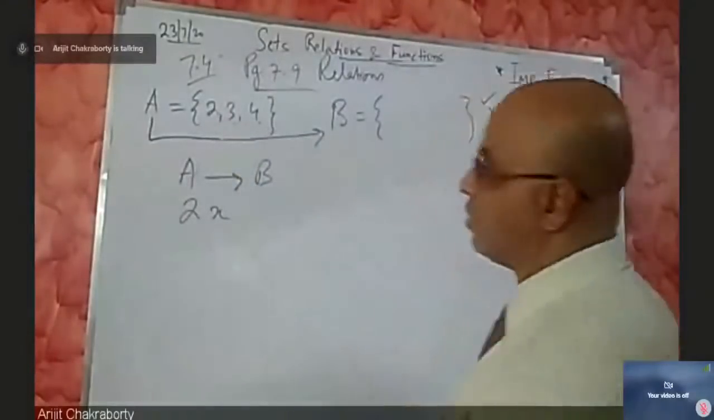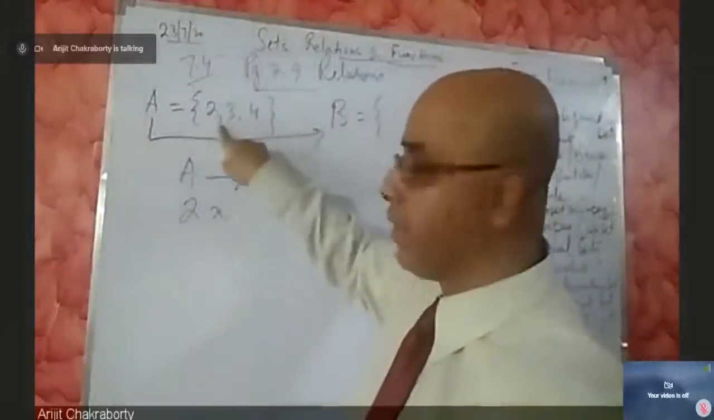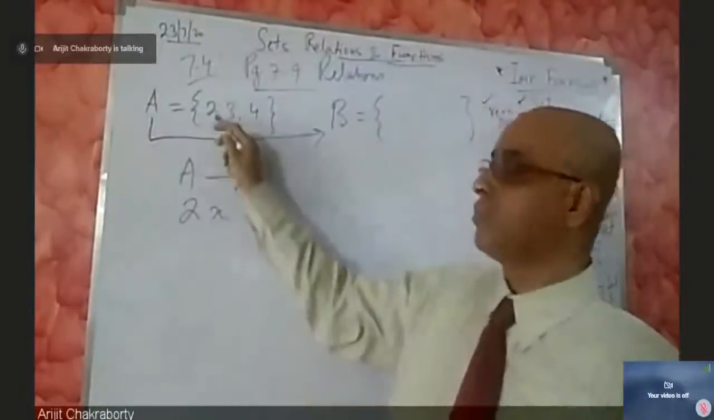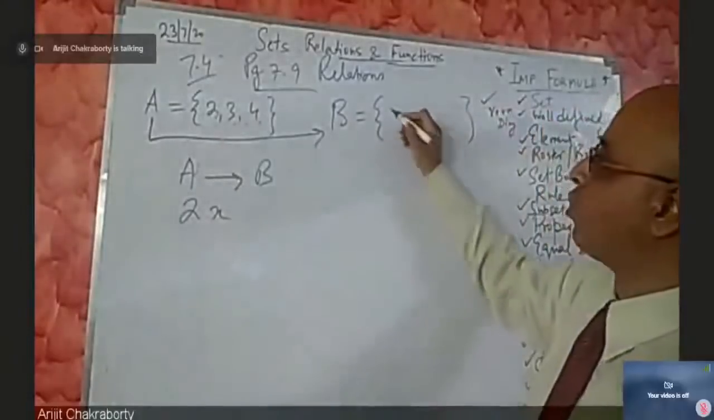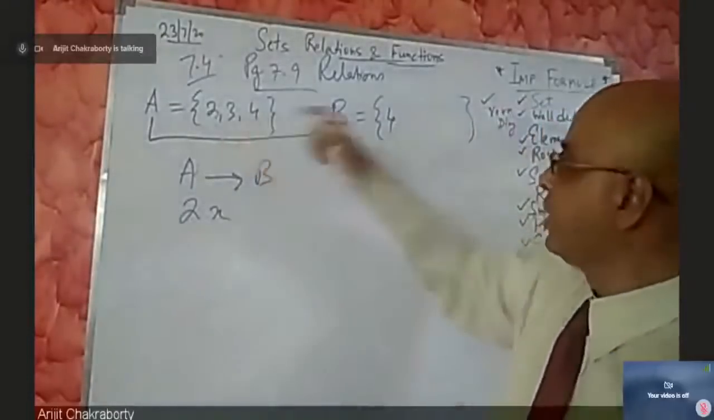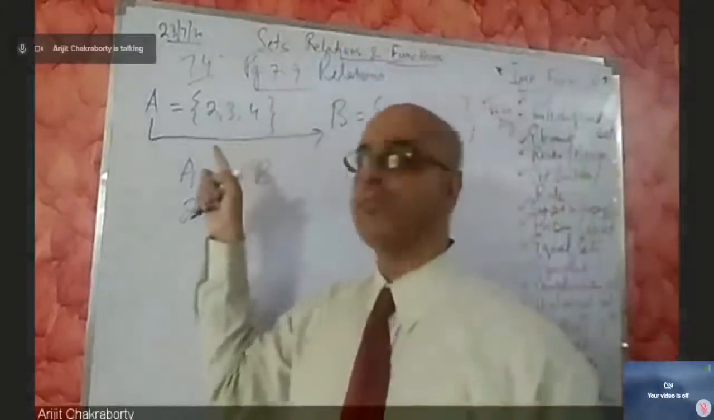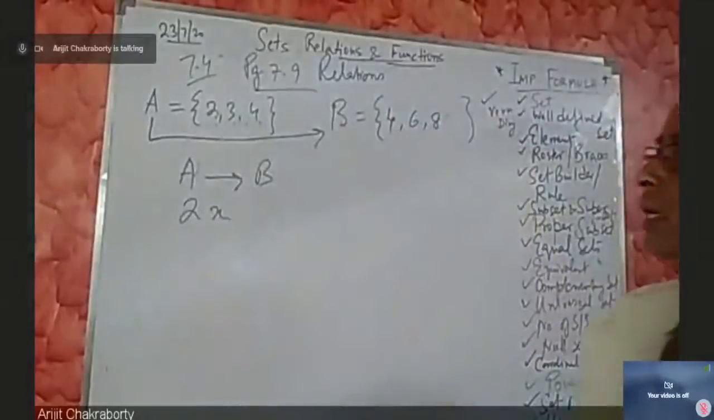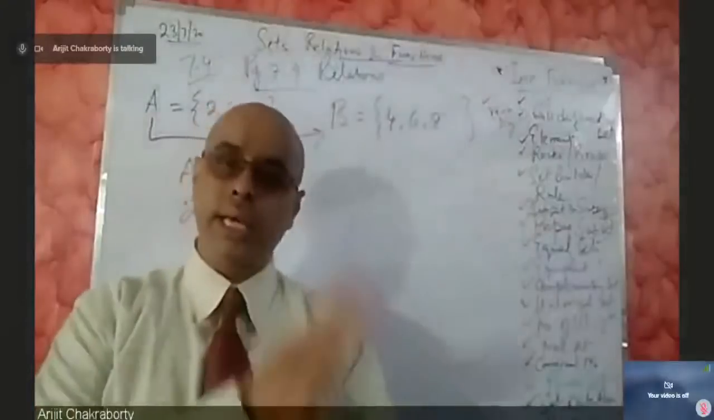Okay, so for every element in A, B will be 2 times x. If you consider x as 2, then the first element of B will be 4. If you consider 3, the second element will be 6. And if you consider 4, the third element will be 8. So now I have got a relation between the two sets A and B.